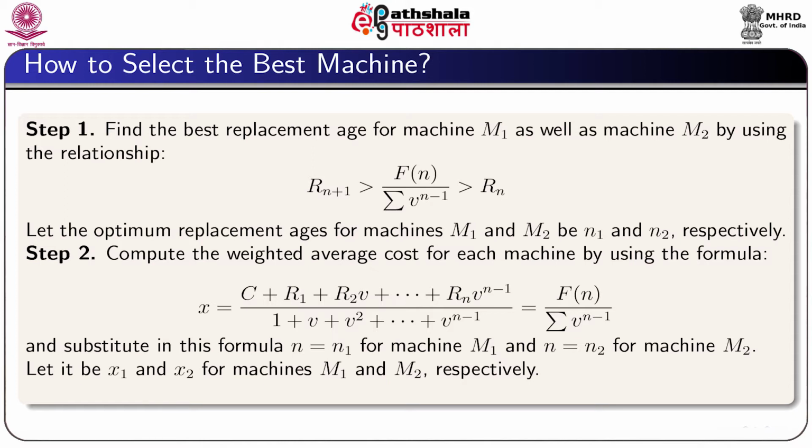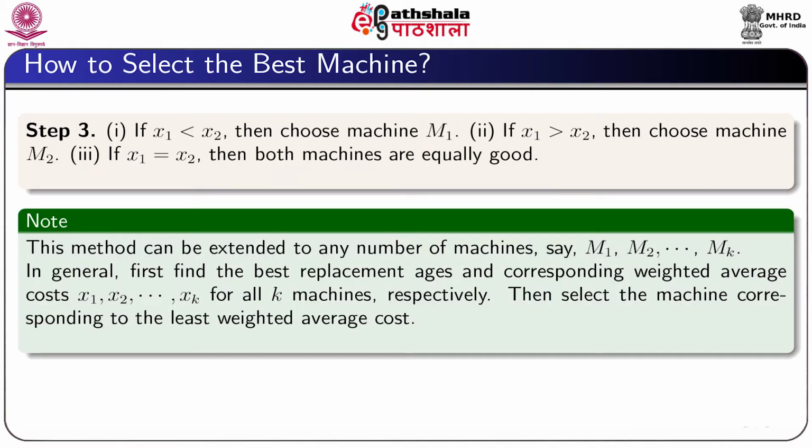And then we compute the weighted average cost for each machine by using the formula x equal to C plus R1 plus R2 V plus dot dot dot plus Rn V to the power n minus 1 divided by 1 plus V plus V square plus dot dot dot plus V to the power n minus 1. And then we substitute in this formula n equal to N1 for machine M1 and n equal to N2 for machine M2. Let it be x1 and x2 for machine M1 and M2 respectively.